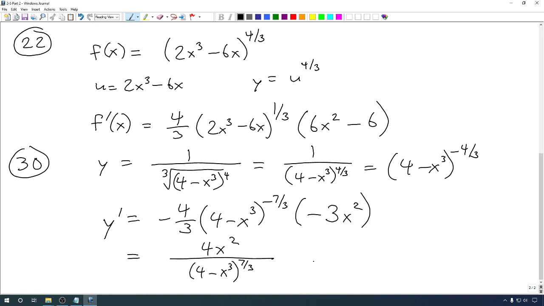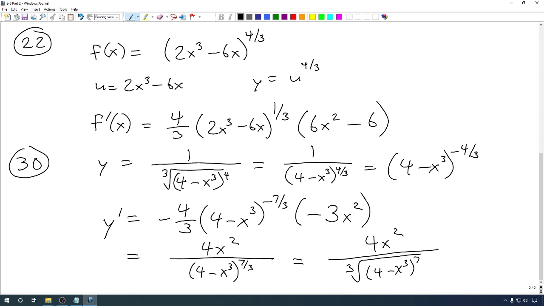Maybe I'll go ahead and write this out in multiple steps. Of course, the 1/3 in this exponent means that we're going to have a cube root. So 4x squared over the cube root of 4 minus x cubed. But now it's to the 7th power instead of the 4th power that we had before. I mean, technically, those are all different forms of the same derivative. Whichever one you really prefer is up to you.